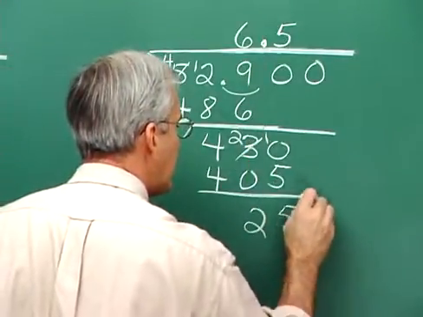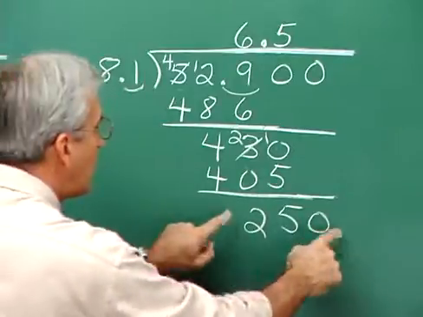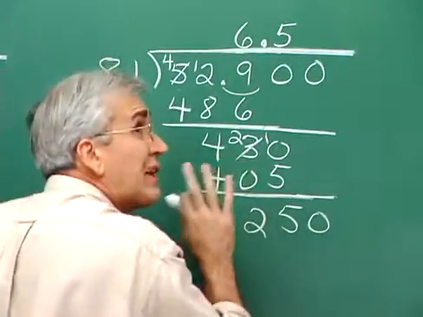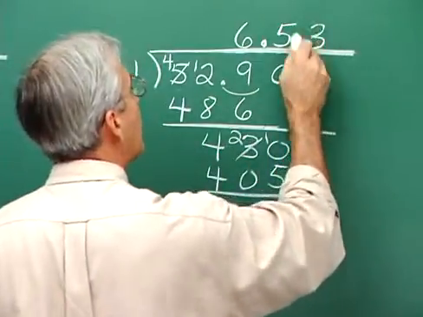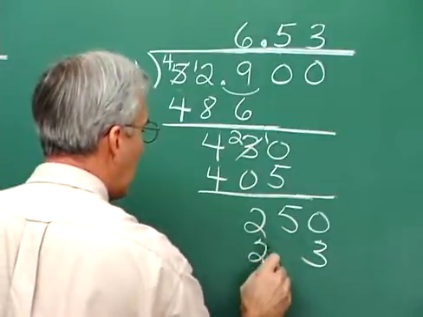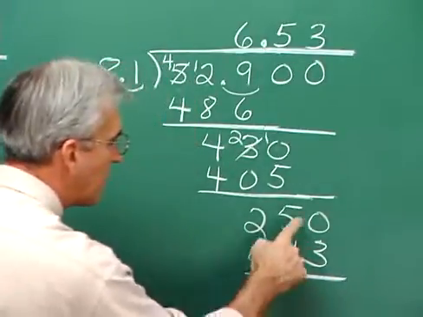Bring down the next digit, 0. 81 into 250. I'm thinking about 8 into 25. 8 times 3 is 24, so I'm going to put a 3 up here. 3 times 1, 3. 3 times 8, 24. Let's see, 3 from 0 won't go.